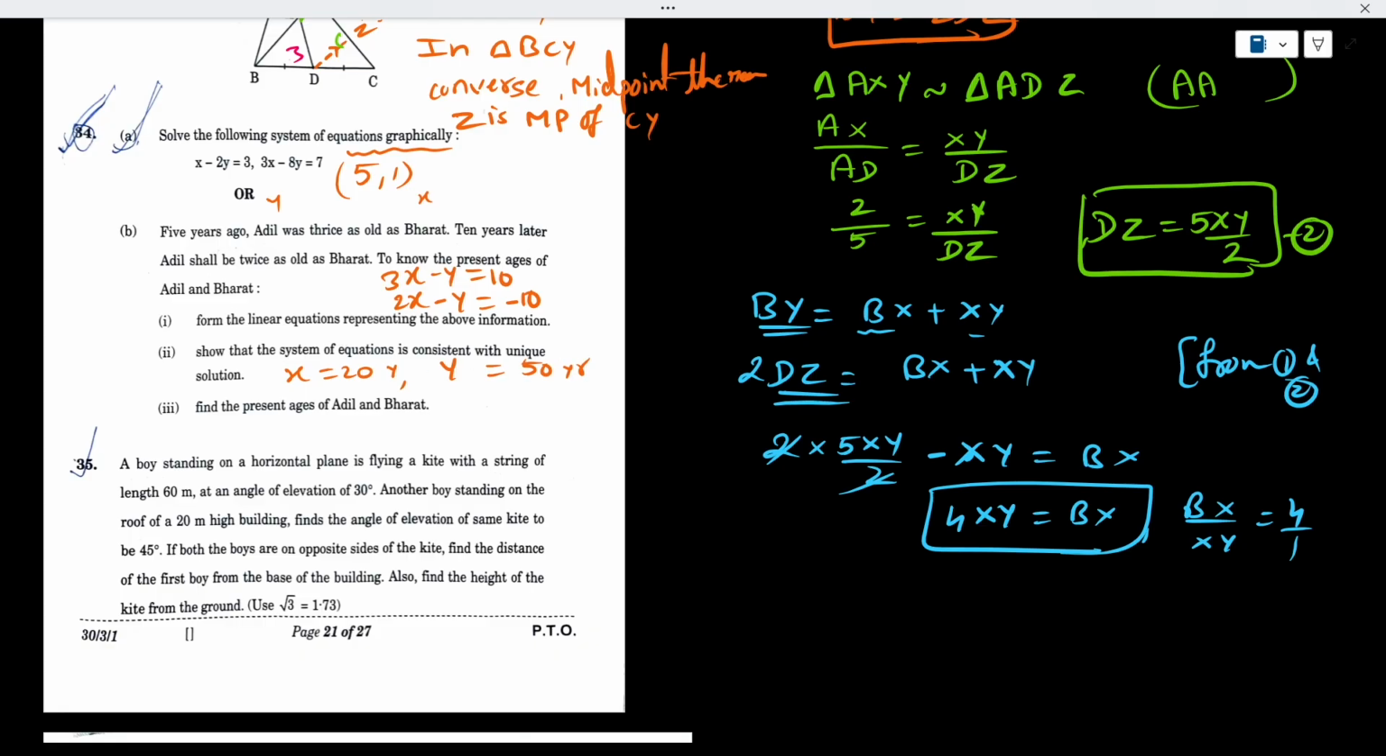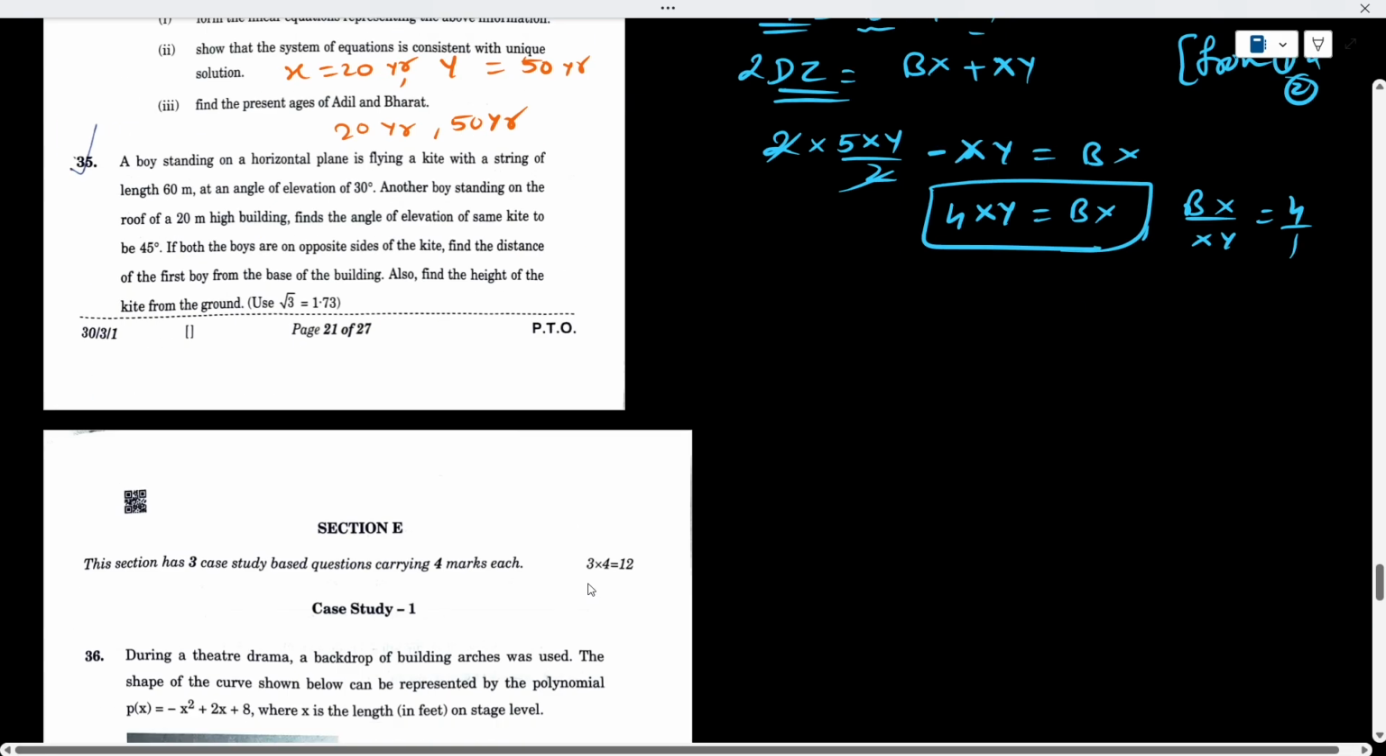So the answer must have the units. Find the present ages. Here, how can you say that intersecting means you are going to get one solution? Find their present ages. If you are finding, that is also going to be 20 years and 50 years as your answer. Now, after that, question number 35.